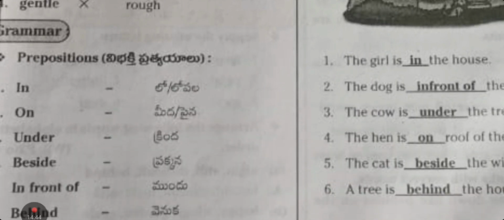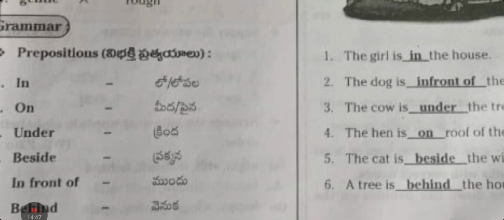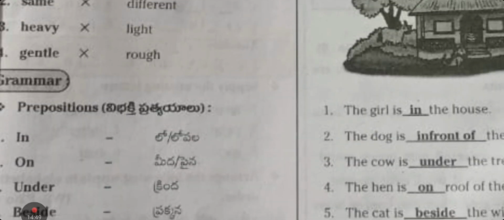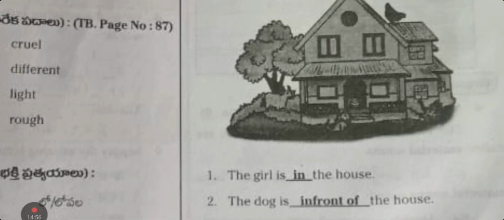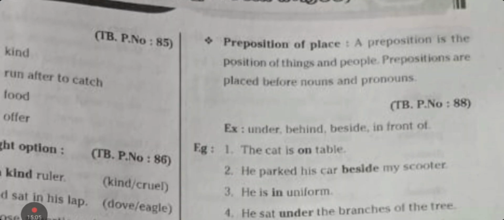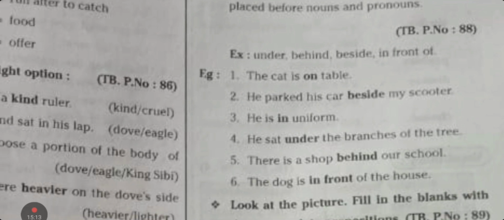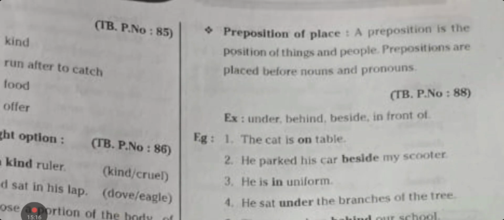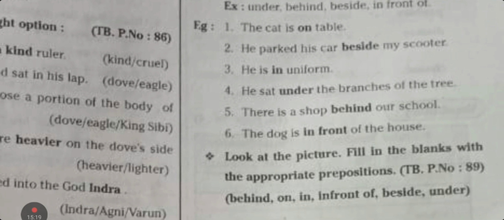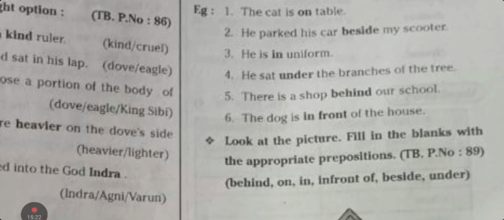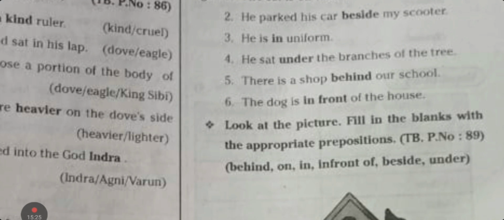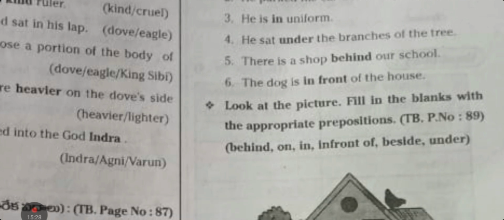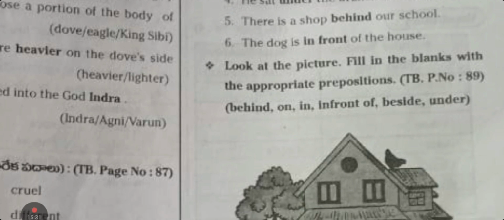Gentle, rough. Grammar. Prepositions. In, on, under, beside, in front of, behind. These are the prepositions. Preposition of place. A preposition shows the position of things and people. Prepositions are placed before nouns and pronouns. Example: under, behind, beside, in front of. Example: the cat is on the table. He parked his car beside my scooter. He is in uniform. He sat under the branches of the tree. There is a shop behind our school. The dog is in front of the house.